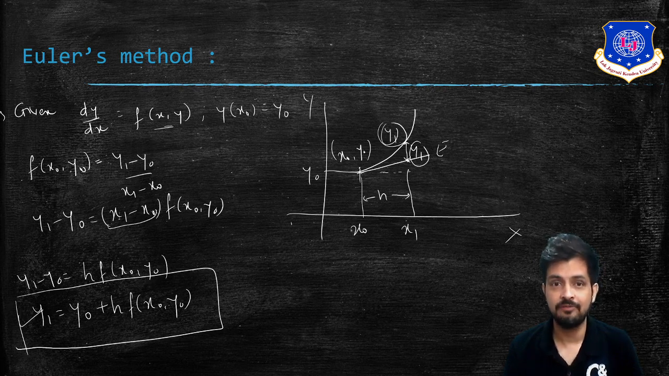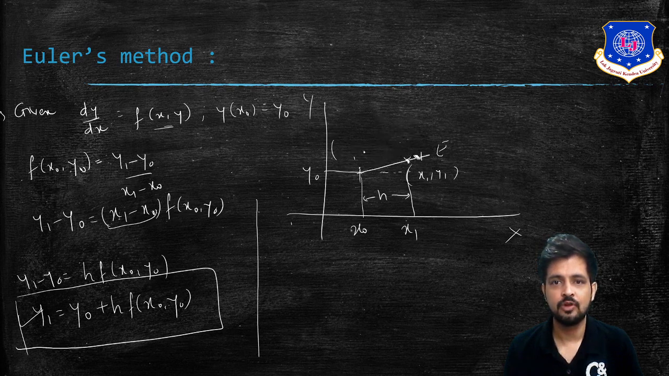Now how can we find the value of y2? For y2 we have two values, x1 and y1. So one point is there, x1 comma y1. From this point, for your simplification, I am just showing the point x1 y1. See, x1 y1 will be here.